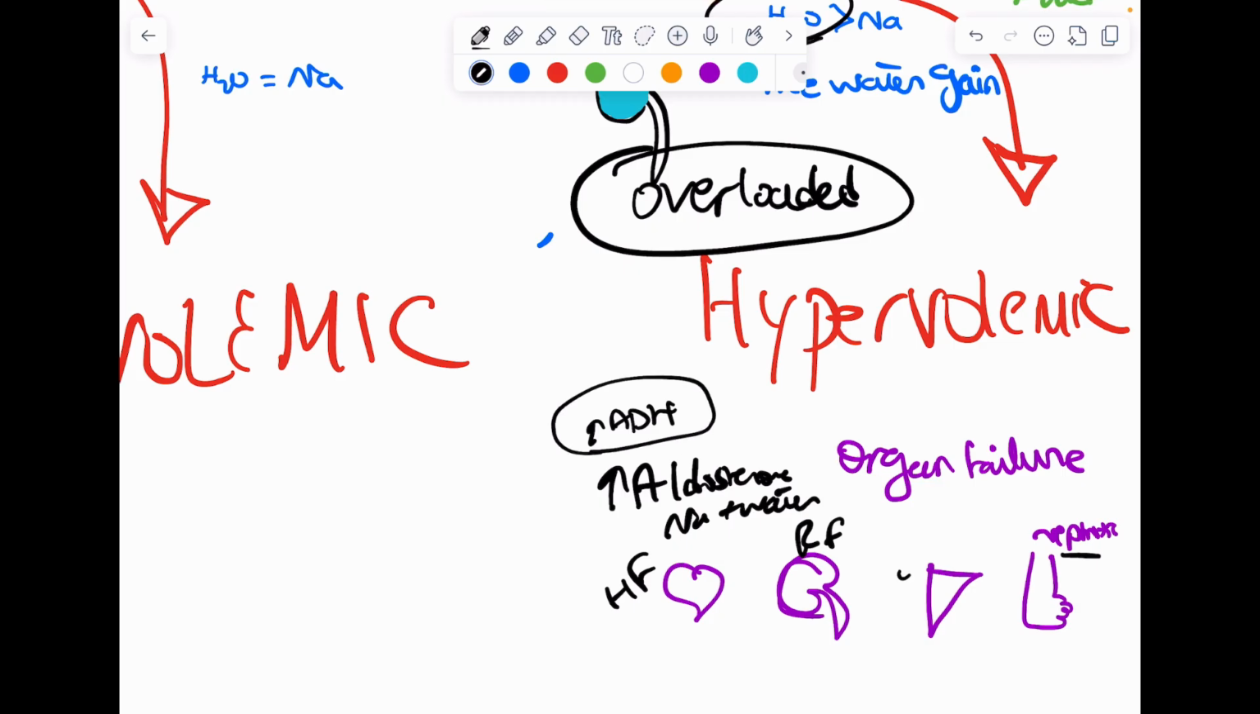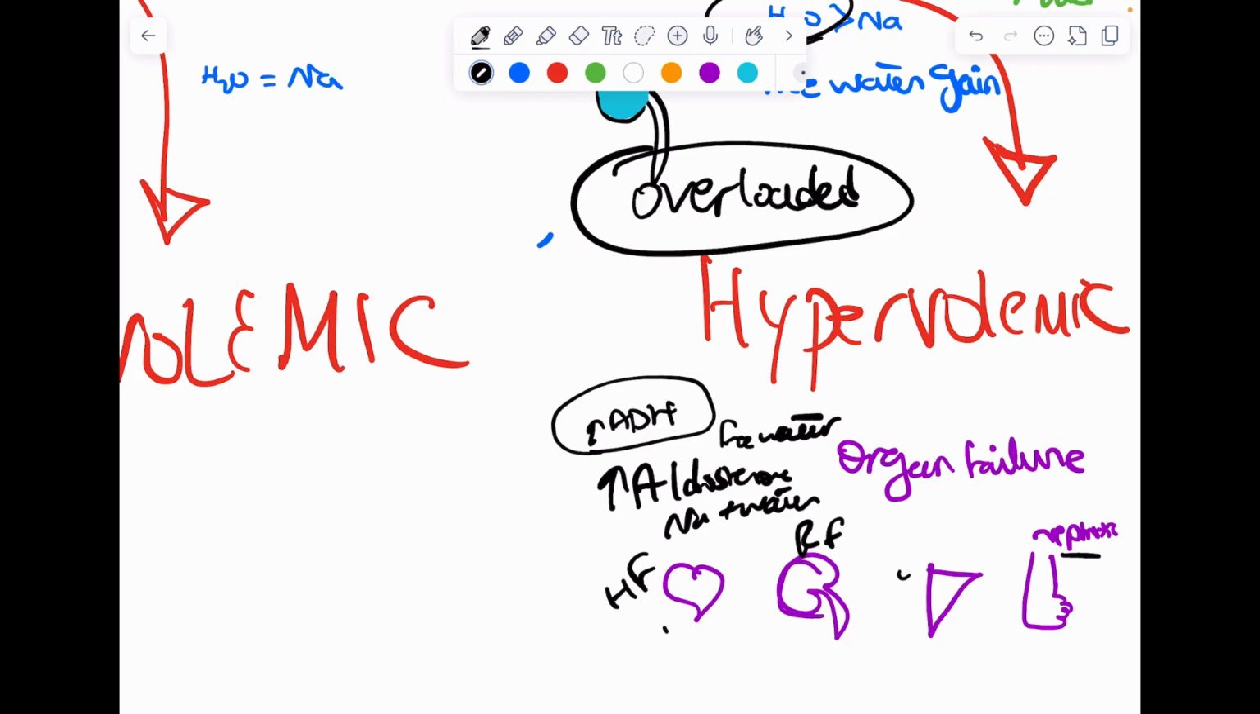And this increased ADH will retain free water, and the free water will dilute the sodium. And so this patient is overloaded. They have a lot of fluid and a lot of sodium at the same time, but the free fluid is higher, and that's why the overall concentration of sodium is low.